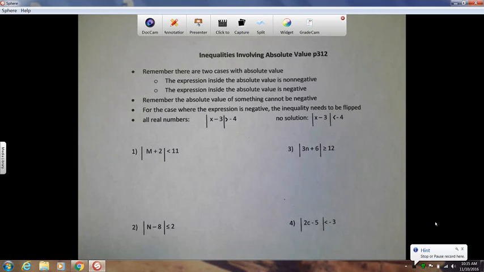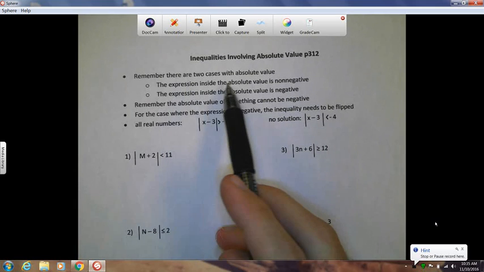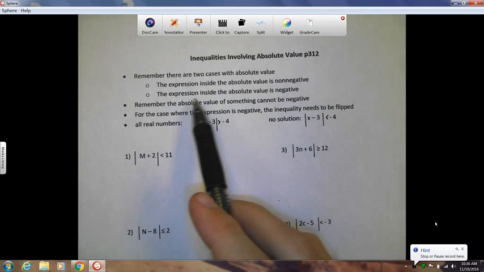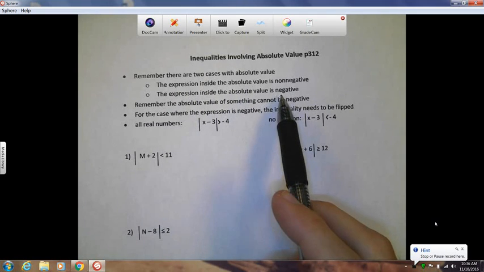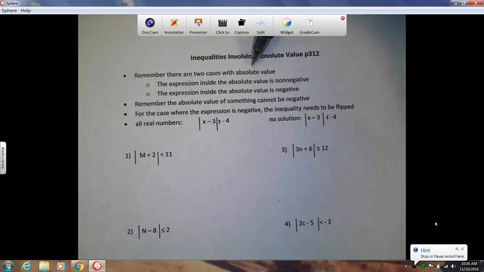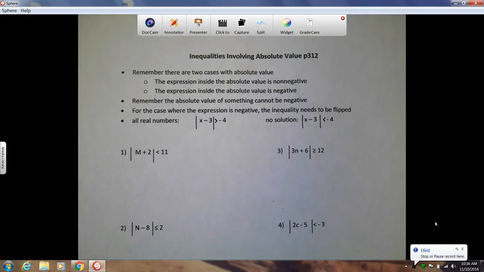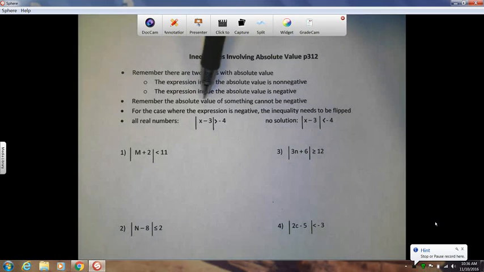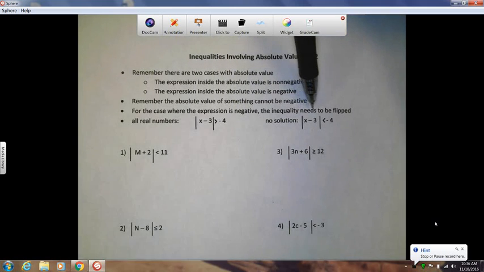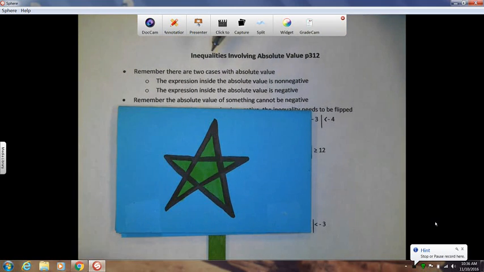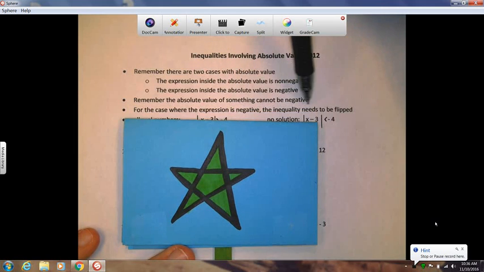So as always with absolute value, there are two cases, where the expression inside there is non-negative or the expression inside is negative. Okay, so there's going to be two cases because two things have the same absolute value. Remember, the absolute value of something cannot be negative. For the case where the expression is negative, the inequality needs to be flipped. So this is something you're going to want to remember to do every time. Flip the inequality.